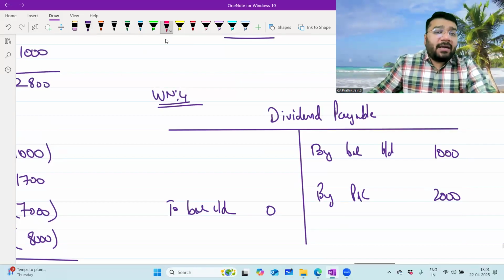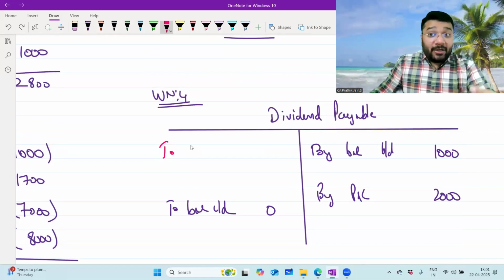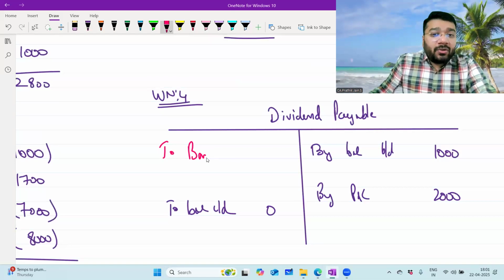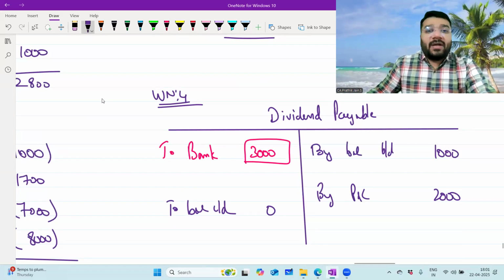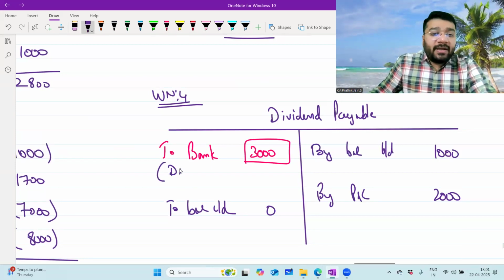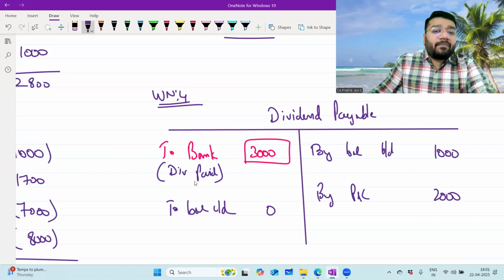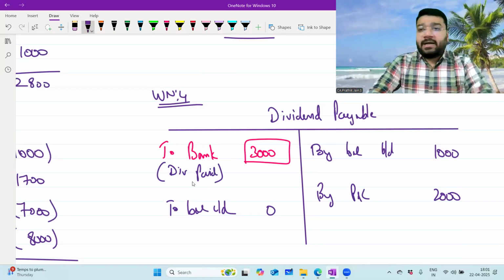So how much is paid in the current year? Same like provision for tax. But we have to do understanding. I've not explained, I've done the ledger. I meant to explain what we've done. To bank, how much? 3,000. Our target is not to get the answer done. We have to understand what we are doing also. So this is dividend paid. If this is clear, can I go to the logic again? Yes, sir.